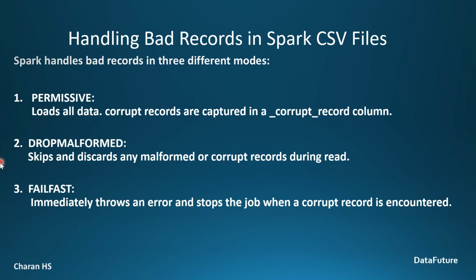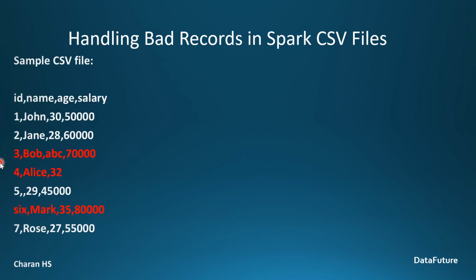Let's try to understand this concept with the help of a demo. Here I have taken a CSV file and it contains both valid and invalid records. Here you can see the red color indicates the bad records and the white color indicates the valid records. So let's try to understand handling bad records with the help of demos.